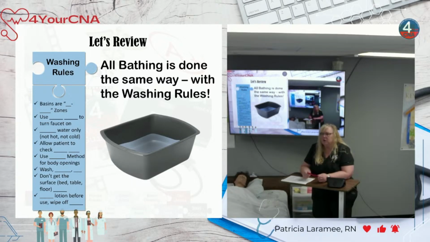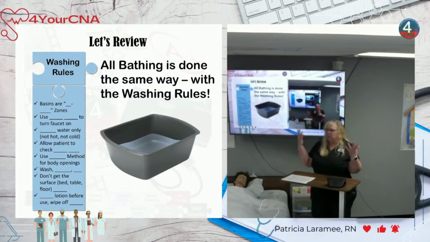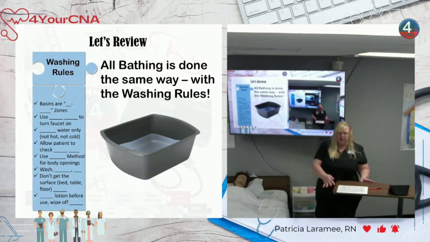Yeah, change the water. Get some new water. Absolutely. As we're washing things, you want to take special care not to get your surfaces wet, whether it's the table, the floor, the bed, whatever you're working on. And then if we put lotion on, what do we have to do before we put lotion on? Warm it. What do we do after? Wipe it off.